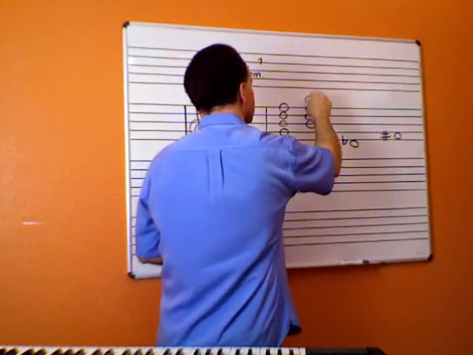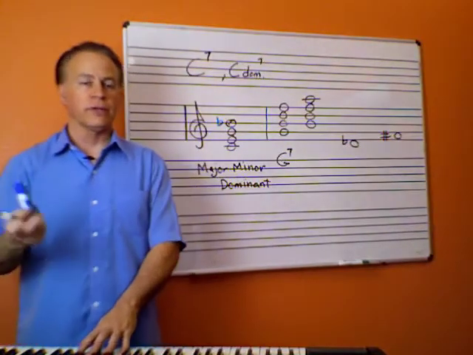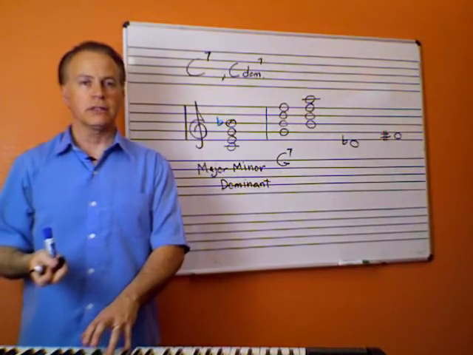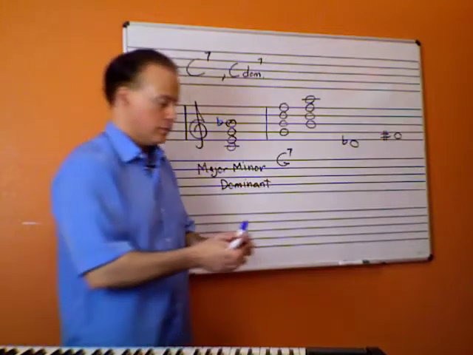Let's go ahead and do it from B also. We know that it has to be spelled B, D, F, A. The first, third, and fifth notes of a B major scale are B, D sharp, F sharp, and A sharp.